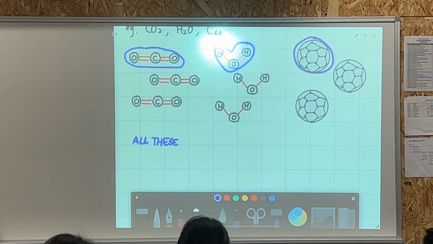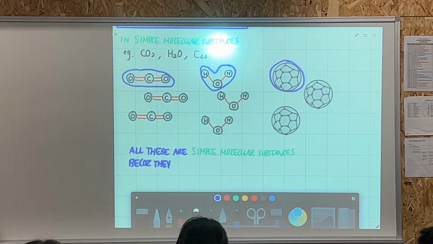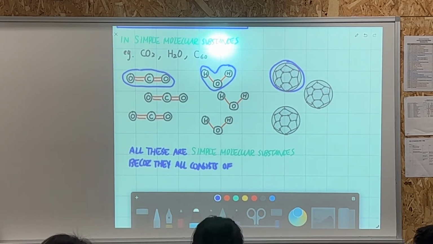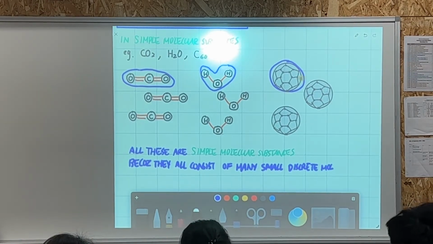So all these are simple molecular substances because they consist of many small discrete molecules. Discrete meaning separate molecules. Can you see that this molecule is not connected directly to this one? Yeah, so this is why we call them simple molecular substances.